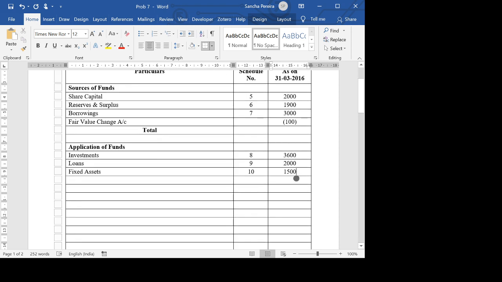Okay. Next, I'm going to come to my bifurcations now. My next thing is current assets. Under current assets, I have two items. I have cash and bank balances, which is 11. And I also have, I'll put this here.